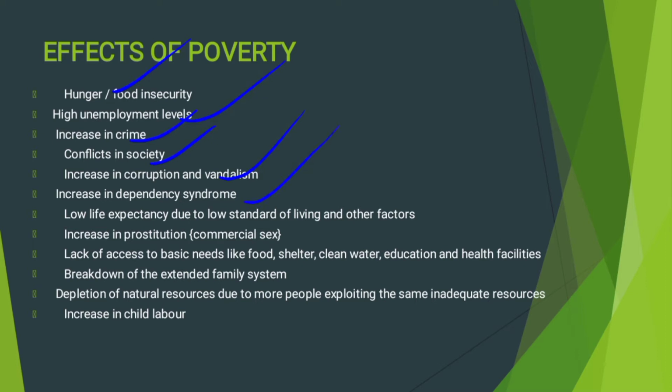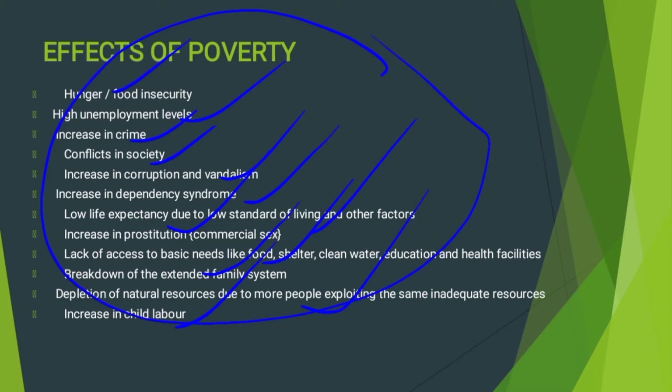Increase in dependence syndrome, low life expectancy due to low standard of living and other factors. Increase in prostitution, lack of access to basic needs like food, shelter, clean water, education, and health facilities. Breakdown of extended family system. Depletion of natural resources due to more people exploiting the same inadequate resources. Increase in child labor. These are the effects of what? Poverty. It's not a good thing.